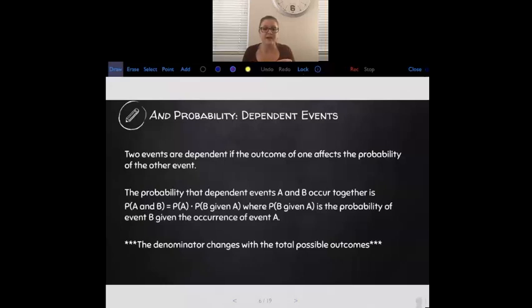B given A has to do with the event of B happening given that A has happened. So you assume whatever you wanted first has happened, and then you calculate the probability of B given A. The important thing here is that the denominator changes with the possible outcomes. So for instance, with the candy example, after I've taken one piece of candy out, there's now one less piece of candy in the bag, which would change the denominator or the possible outcomes.